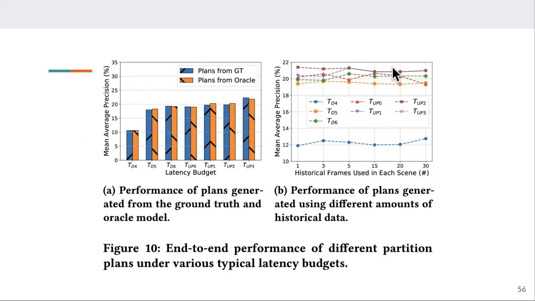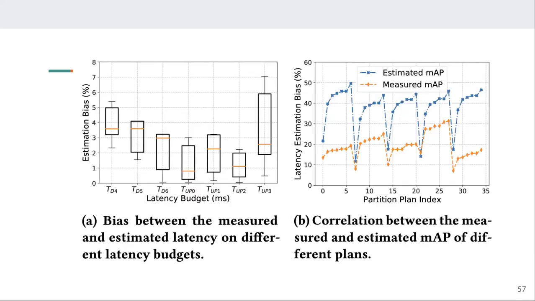For the second one, recall at the beginning we have some historical frames to generate the execution plans. So we see that if we have just one frame, 3 frames, or 5 frames, the performance is pretty similar, which means that we can actually just use one frame as the history frame, and that will be enough. Then we can decide the different partition plan. And there's some bias between the estimated latency on different latency budgets.